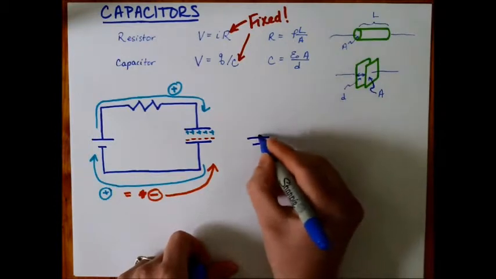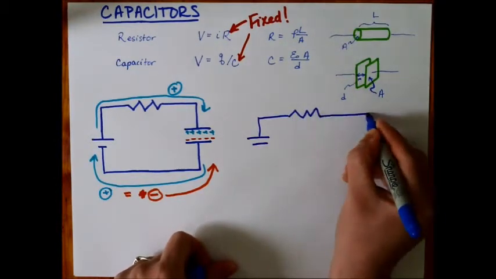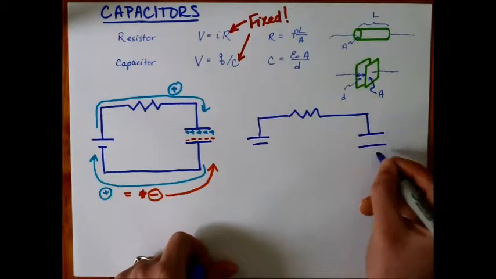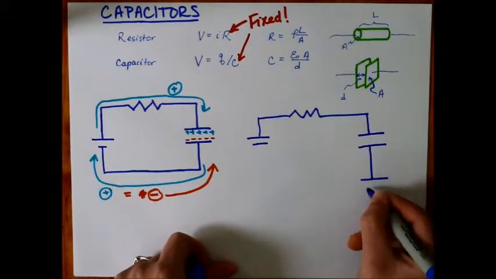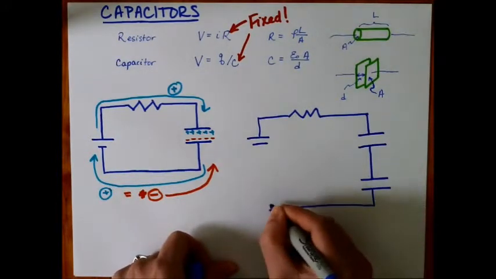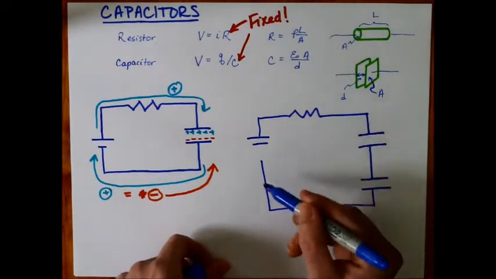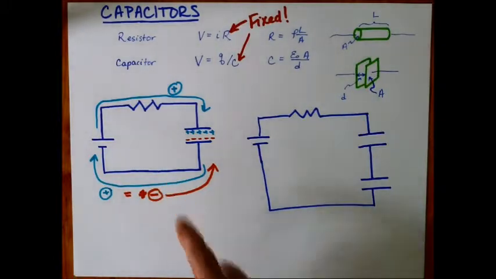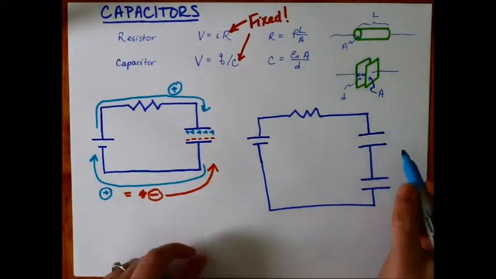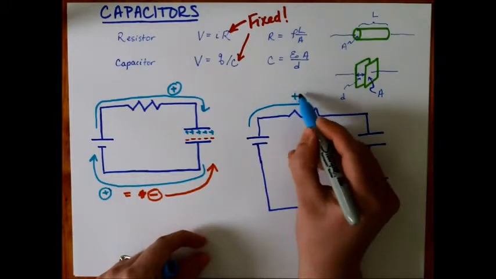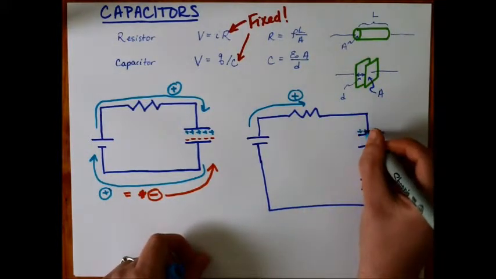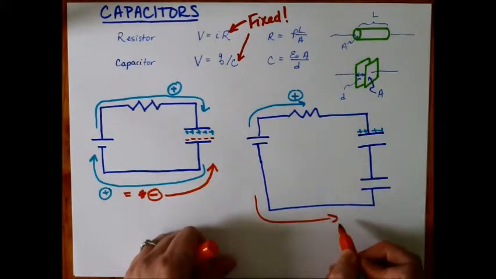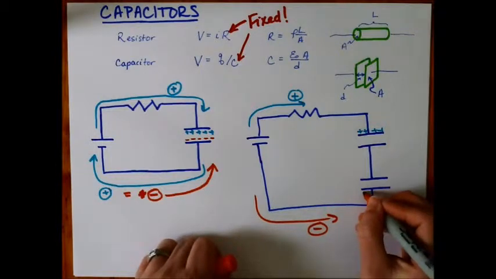So I have my battery again. Here's a resistor. Capacitor 1. Capacitor 2. Okay, so now as soon as I close this circuit, the same thing that happened with one capacitor is going to happen with two. So positive charges are going to start flowing this way, and they're going to build up on this plate. And negative charges are going to start flowing this way, and they're going to build up on this plate.